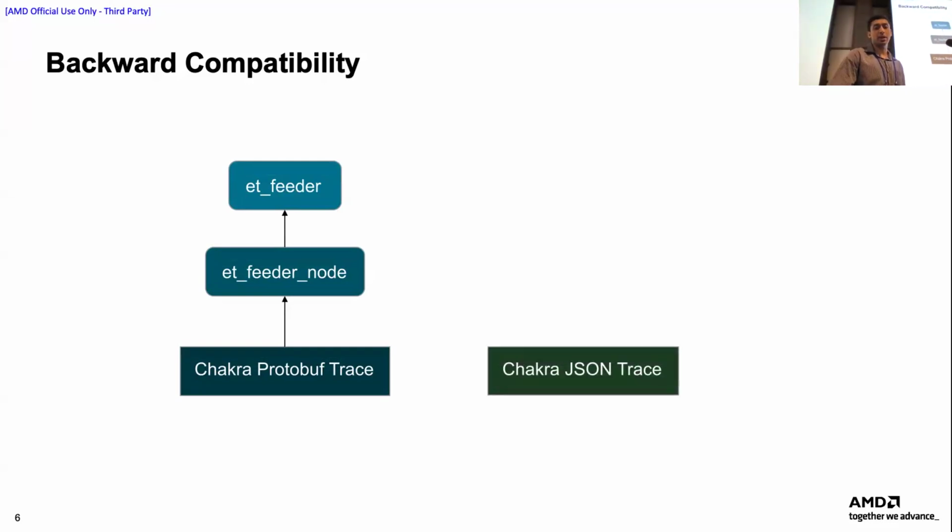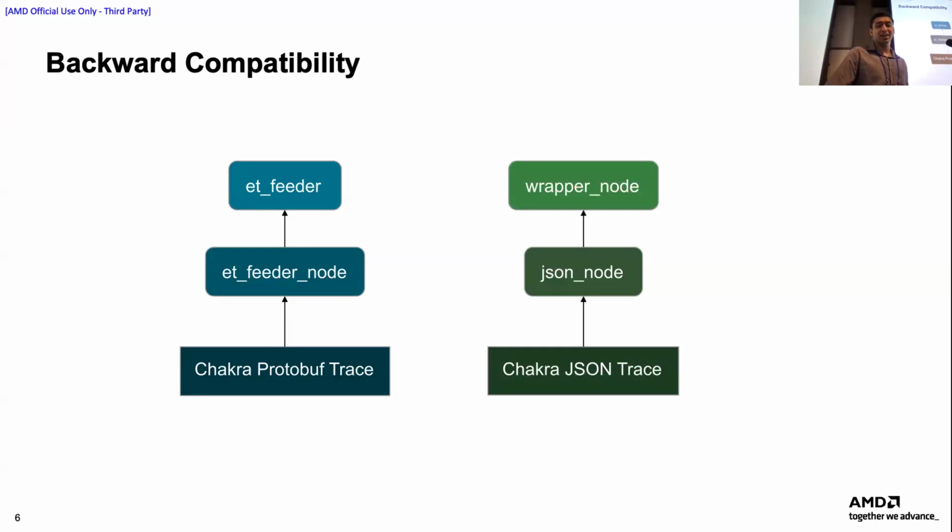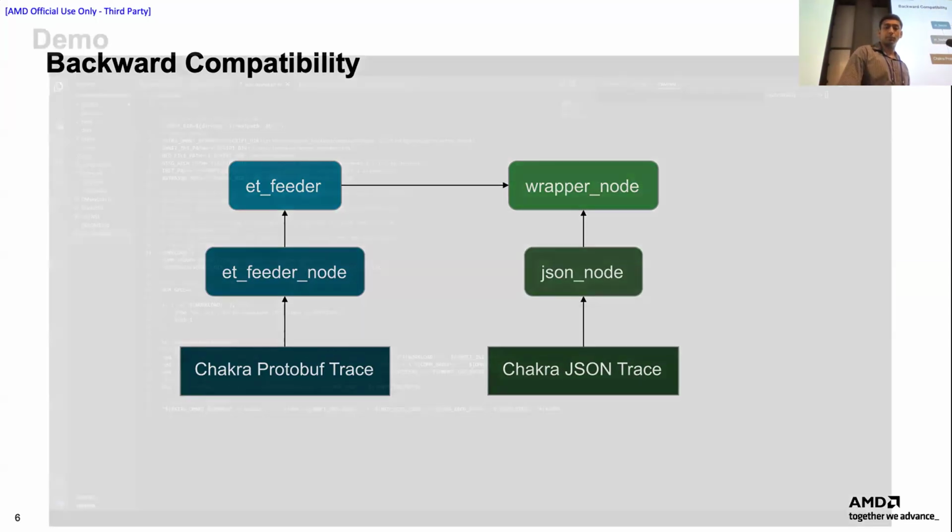Now with the JSON format, we have an analogous data structure called JSON node. I know, very creative name, but it essentially acts as an analogous data structure to the ET feeder node. And we also have something called the wrapper node that includes the functionality of the ET feeder for the JSON format. Not only that, it presents a common API that can be used in the ASTRA-sim workload layer, so that depending on the file format, we have support for both the protobuf as well as the JSON chakra trace.